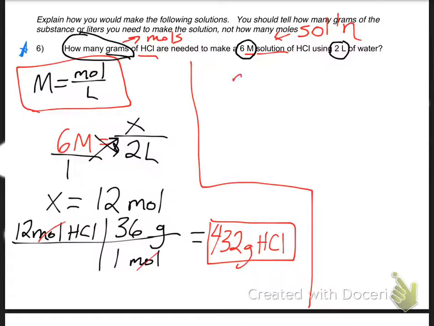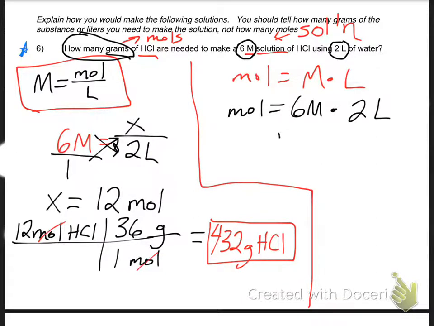At the beginning, I said that mole is equal to molarity times liters. And you'll notice we kind of did that there. But if I just plug that in, moles equals 5 M times 2 liters, I still get 12 moles. There you go, 12 moles. Same thing. And then we'll still have to do the conversion. It's the same steps. Depends on what you like. Do you like to know what the equation is and just solve for it? Or do you like to plug it in and solve? Either way works. It's up to you.